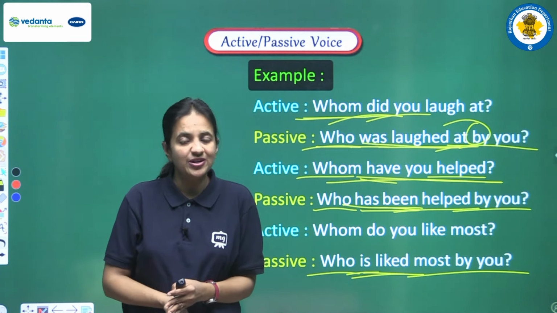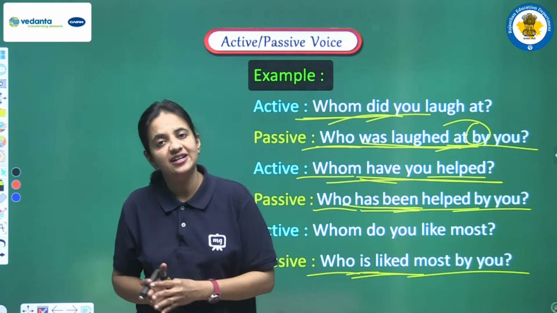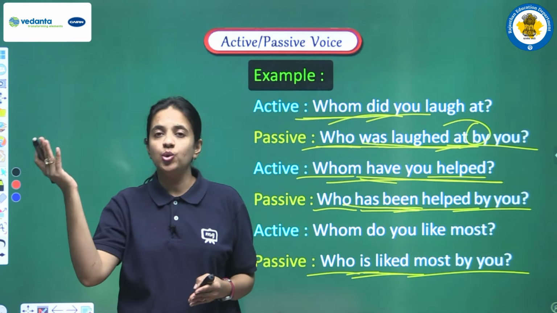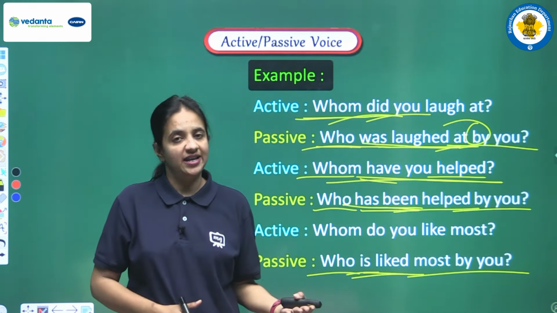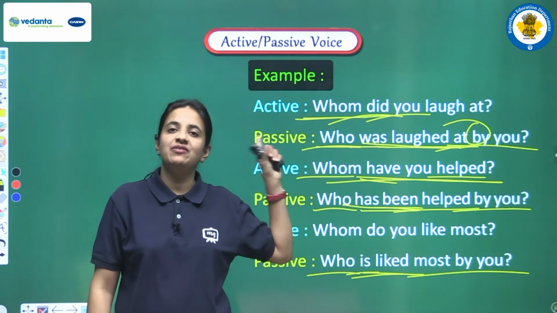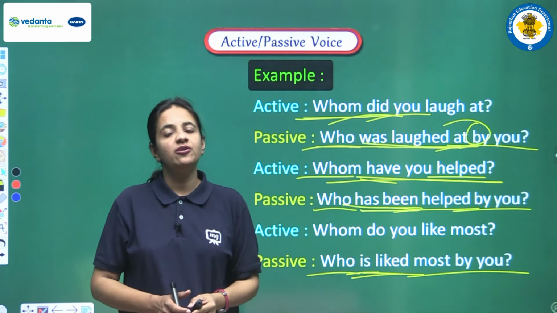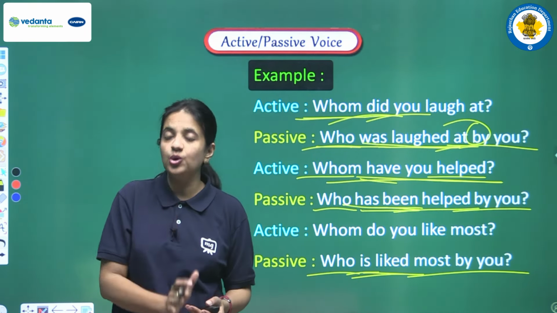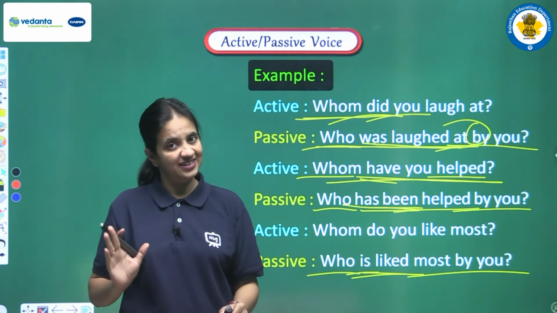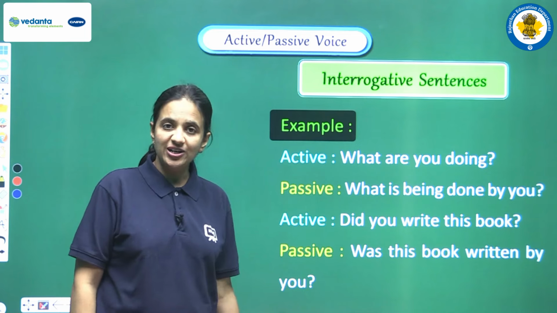So I am repeating one more time. If we have who at the beginning of the active voice, then when we make the passive voice, we have to convert that who into by whom, and yes, there will be no subject in the sentence. And when we have whom in the active voice, then while making the passive voice we have to convert that whom into who, and in that sentence there will be no object. Clear?